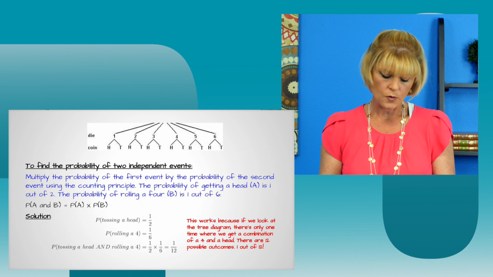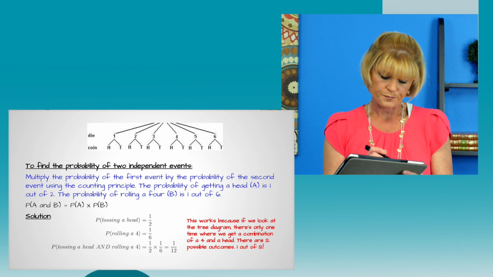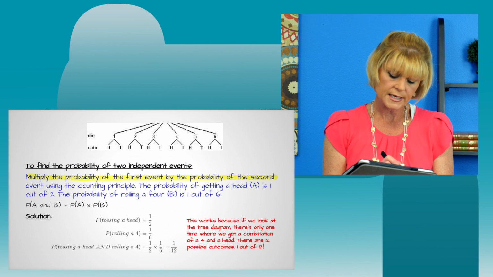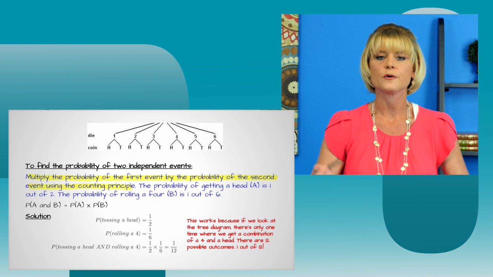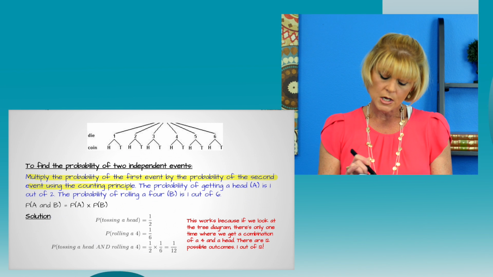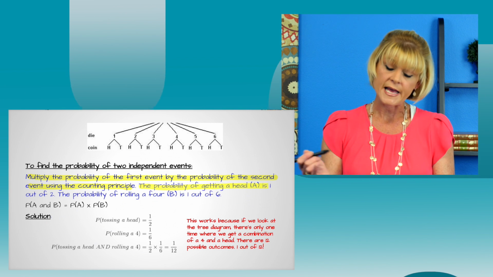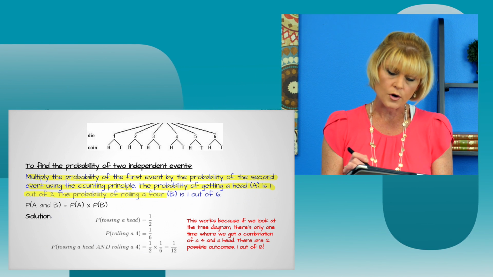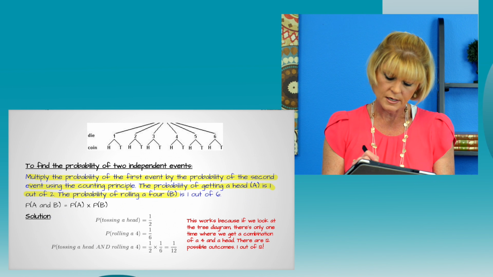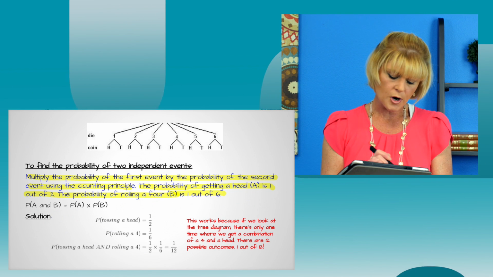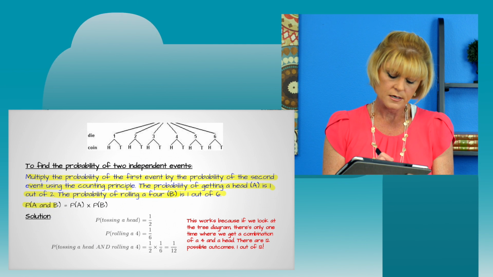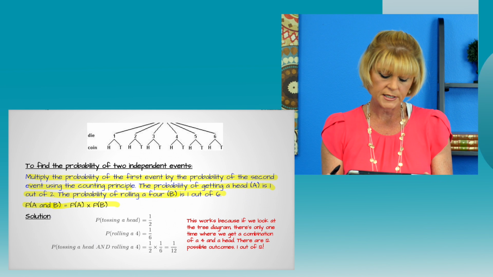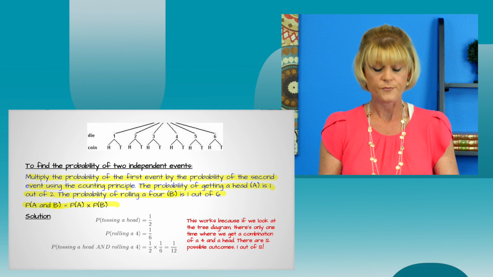All right. So basically what we're doing is we're multiplying the probability of the first event by the probability of the second event using the counting principle that we used in the last example about ice cream. So the probability of getting a head, or A, is 1 out of 2, and the probability of rolling a 4, B, in our equation, is 1 out of 6. So the probability of event A and B would be the same as multiplying the probability of A times the probability of B.